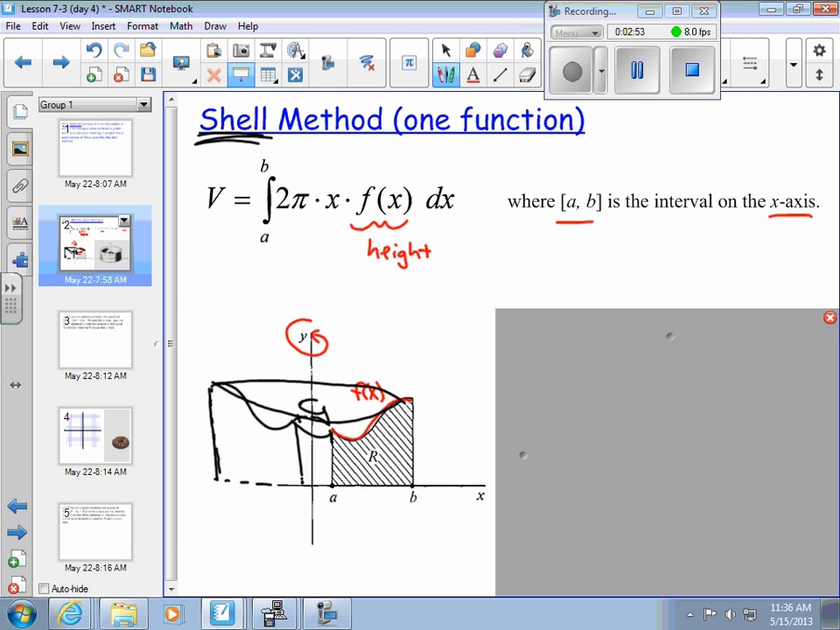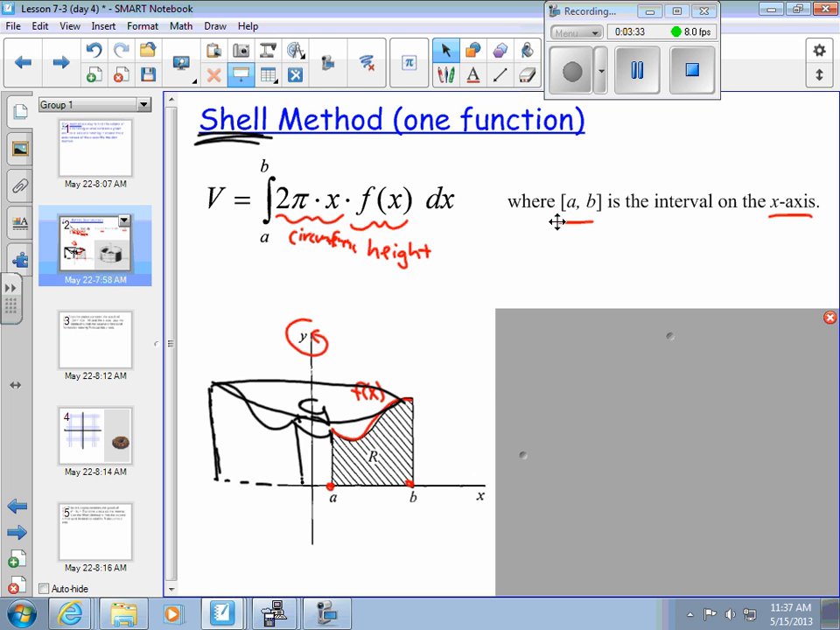But this f of x, throughout this whole cylinder shape, is our height. So that becomes our height. This 2 pi x, with this cylinder type shape, becomes kind of like our circumference. And when you take the circumference times the height and then integrate it from a to b, that's kind of like the width of the shape, you then get the volume that we're looking for. So that's kind of how this works.